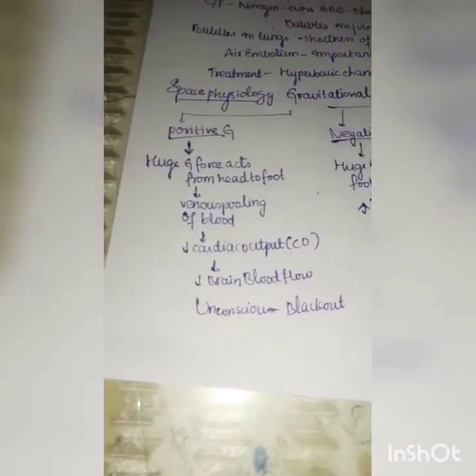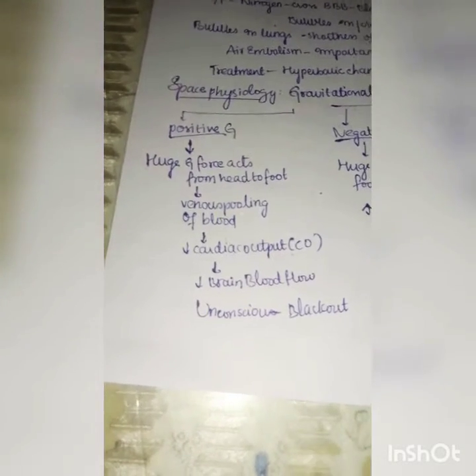This is a huge gravitational force which acts from head to foot. It's like normal; even on us now the gravitation acts from head to foot, right? Because of this there is venous pooling of blood, decreased cardiac output, and also decreased brain blood flow. Of course, if cardiac output drops, the blood flow to all organs decreases, not only the brain. Especially the brain is important, right? As the blood flow to the brain is decreased, it may lead to unconsciousness or even blackout.